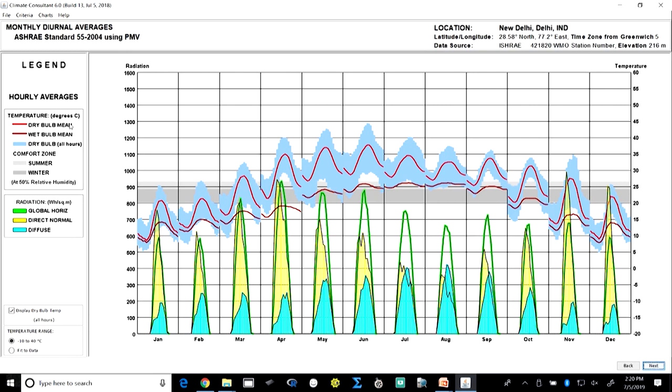So, this is dry bulb mean, this is wet bulb mean, this is dry bulb variation for all the hours. So, this is the hourly data and this is actually the mean data. Along with this, we also look at the radiation, the global horizontal radiations, the direct normal radiations and the diffused radiations, and we see as the radiation goes on increasing, the temperatures also increase, the ambient air temperatures also increase. So, this kind of gives the summary of the dry bulb temperature, wet bulb temperature, the comfort zone of summer and winter both here, and how the radiations are varying.